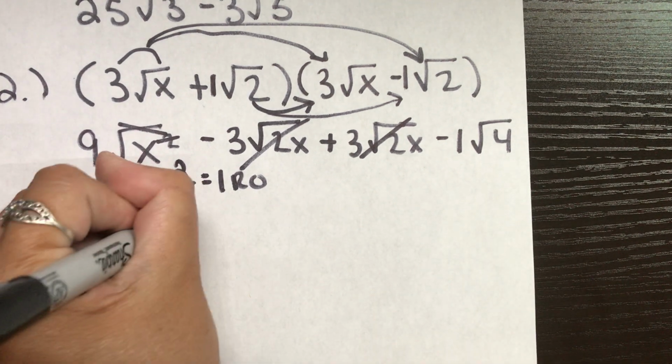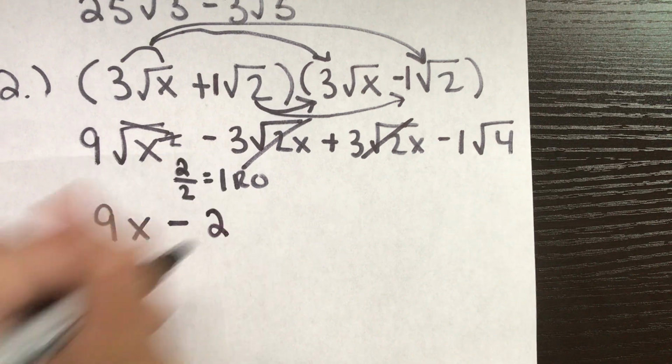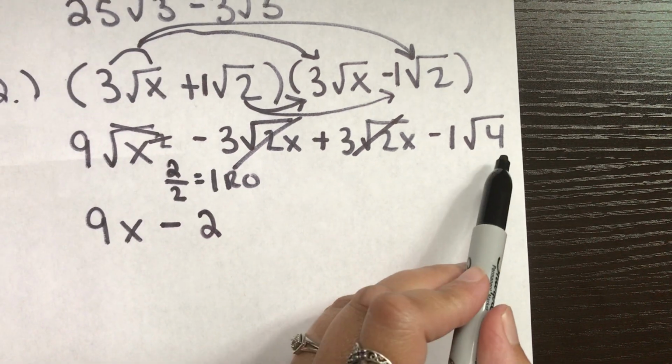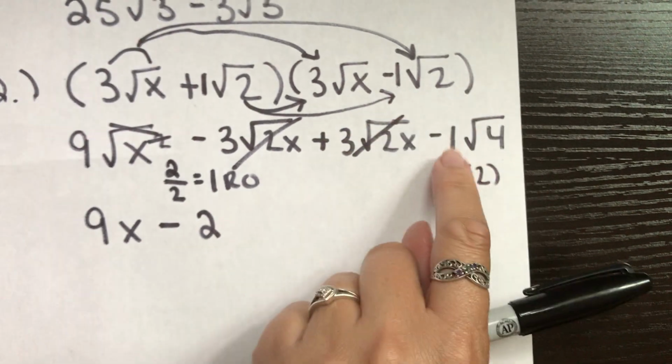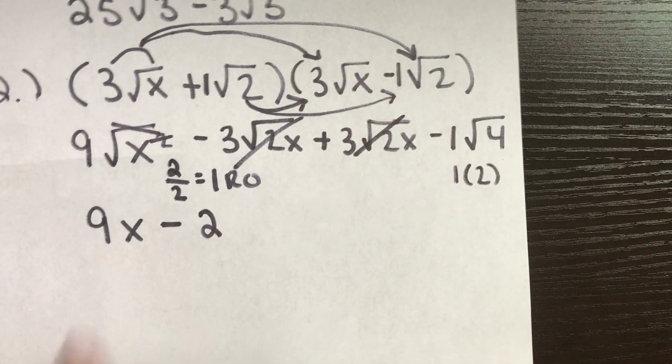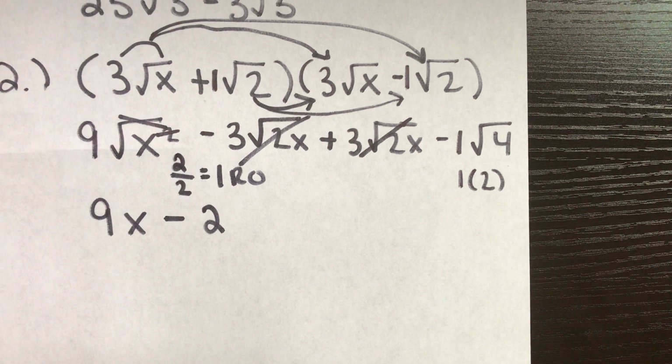And then over here I have minus 2. And the reason I have minus 2 is because the square root of 4 is 2. And there's a 1 here already. So my final answer for this problem is 9x minus 2.